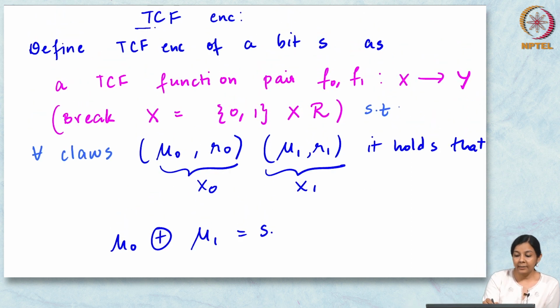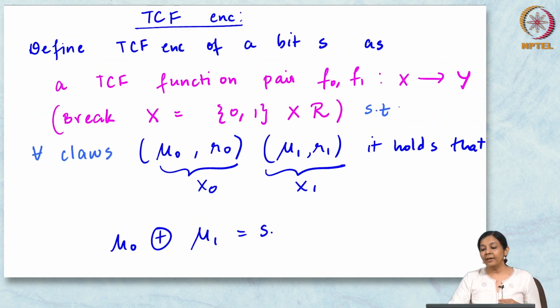So, this is my TCF encryption. Basically the way that I am encoding a bit is that I am taking a function pair and I am somehow setting it up so that for any claw that exists, the first bit of the pair XORs to the secret bit S.